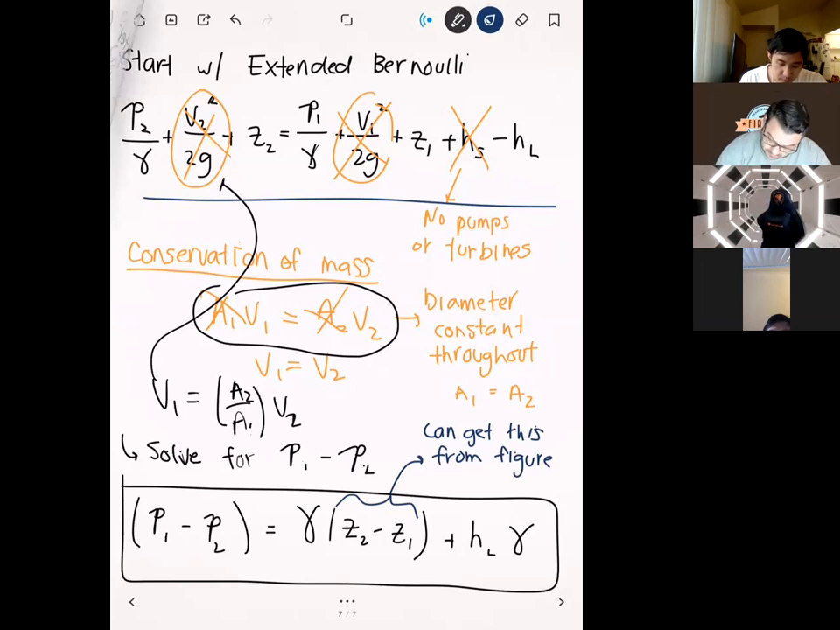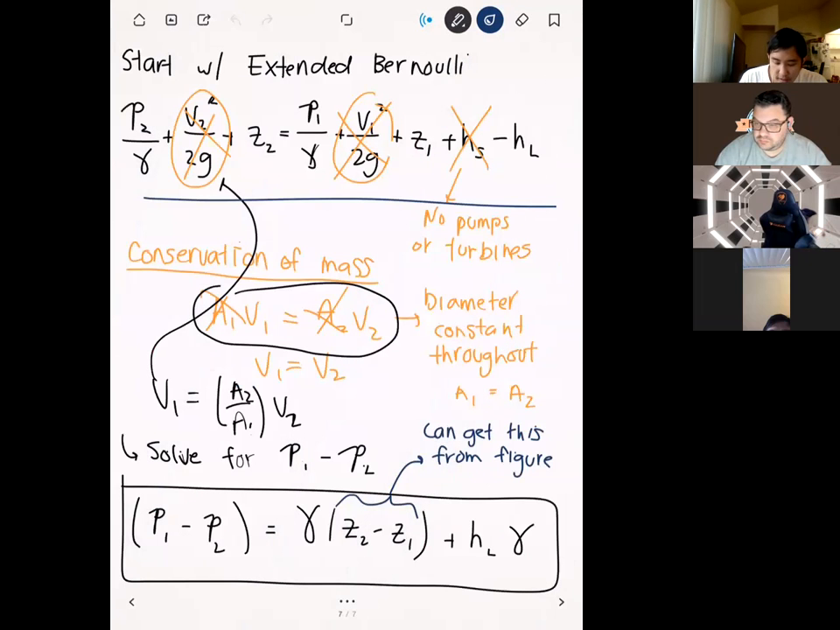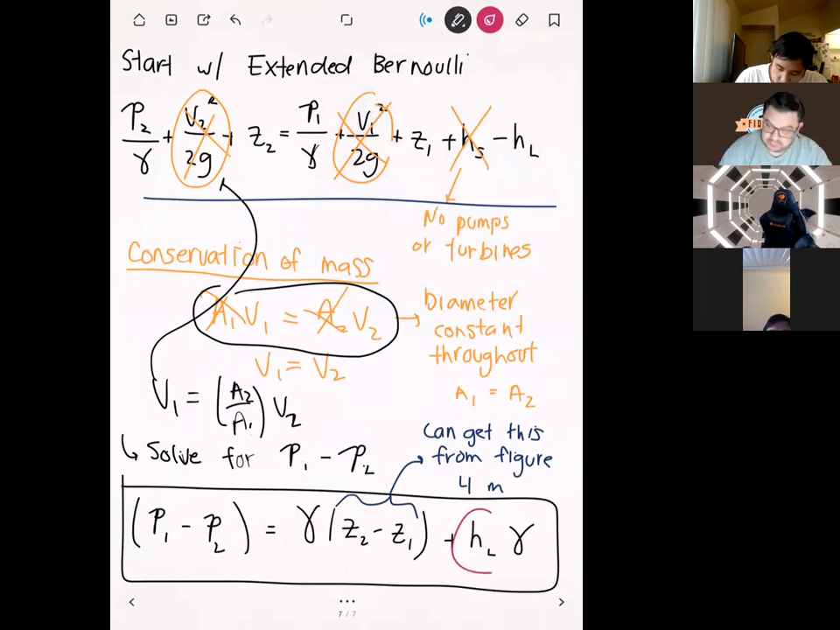From our figure, we can see that as we go from the inlet to the outlet, we climb a vertical distance of 3 meters during segment C. We also go up a distance of 1 meter in segment G. So the total height difference between the outlet and the inlet is going to be 4 meters. That term is taken care of. The only thing we have left to determine is HL, the head losses. For the head losses, we need to solve for both the major losses and the minor losses.